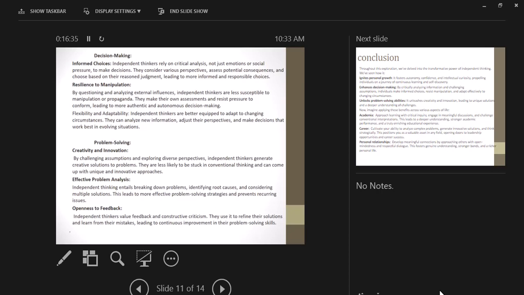In decision making, it benefits us to make informed choices, to see things from different perspectives, and to evaluate the consequences of our decisions. The second one is resilience to manipulation. By questioning and analyzing external influence, independent thinkers are less susceptible to manipulation or propaganda.